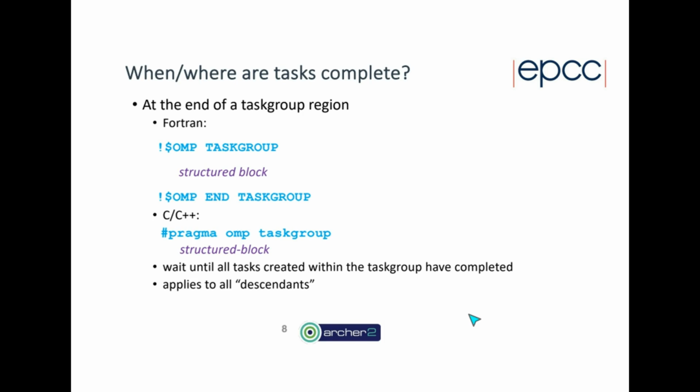Another mechanism as well, and this is called taskgroup. Okay, so this is different from taskwait because it does have a structured block of code associated with it. And what this does is that the end of the taskgroup causes the encountering thread to wait until all the tasks created within that structured block have completed. And unlike taskwait, this is a deep wait. This applies to all descendant tasks and not just to the immediate children.